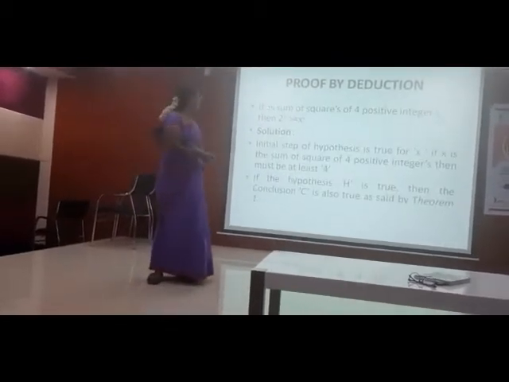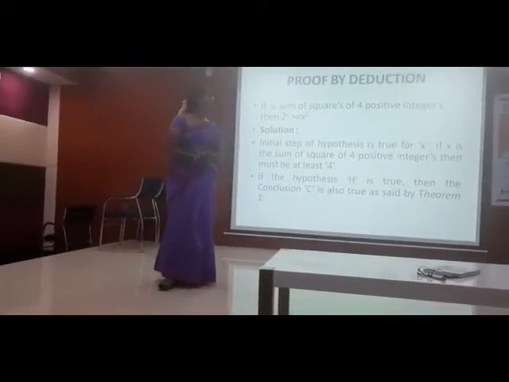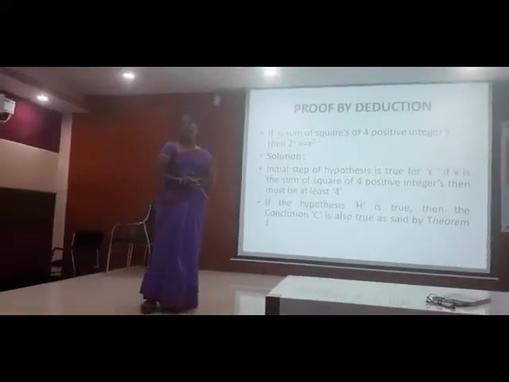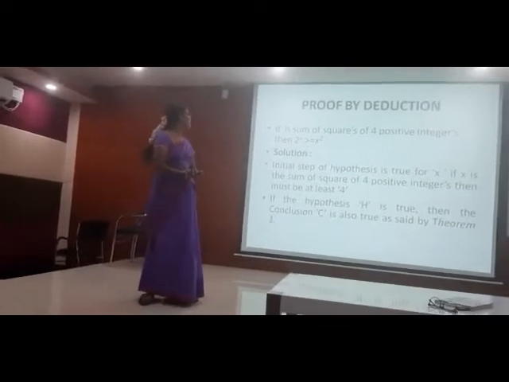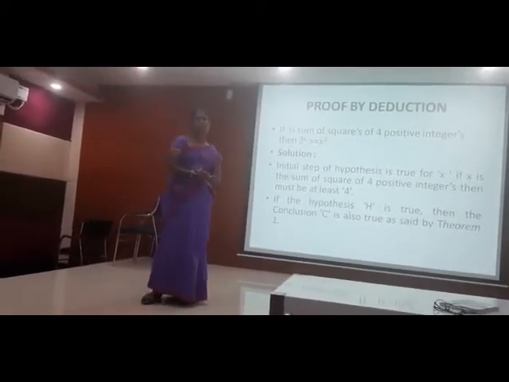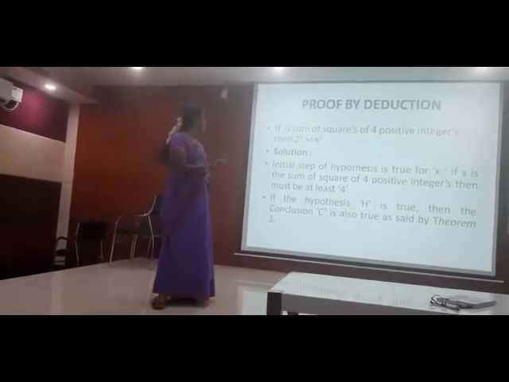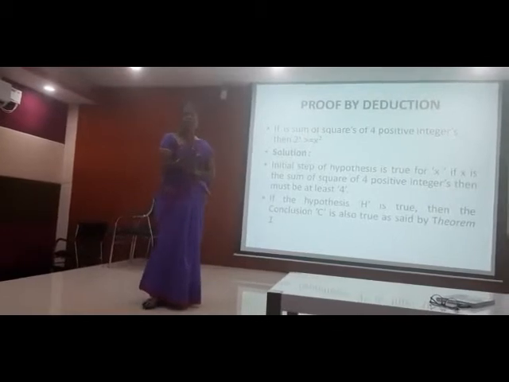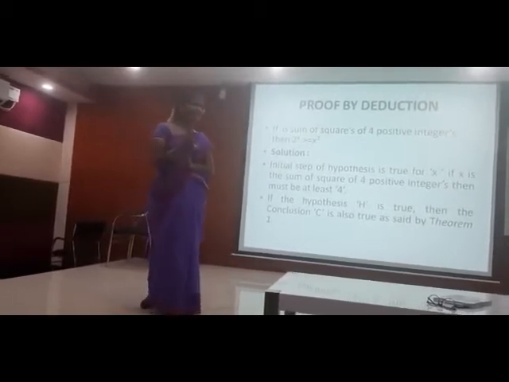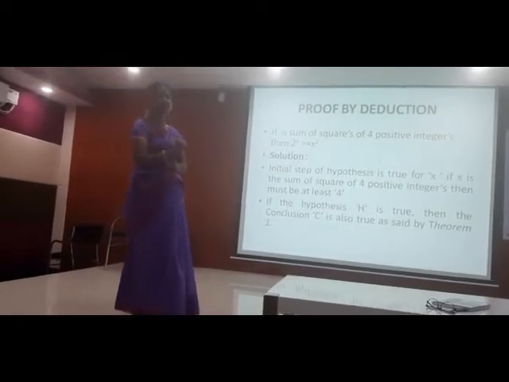Right. Next, one more example: whether the sum of squares of 4 positive integers works. We are going to check. If x is the sum of squares of 4 positive integers, then 2 to the power of x is greater than or equal to x square. What is the hypothesis? The sum of squares of 4 positive integers is the hypothesis. What is our conclusion? 2 to the power of x is greater than or equal to x square is our conclusion.